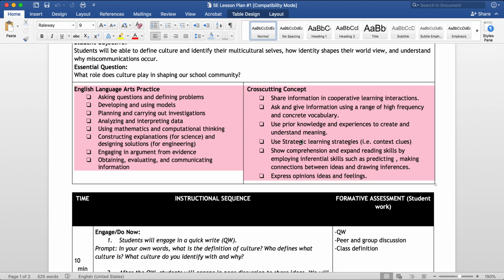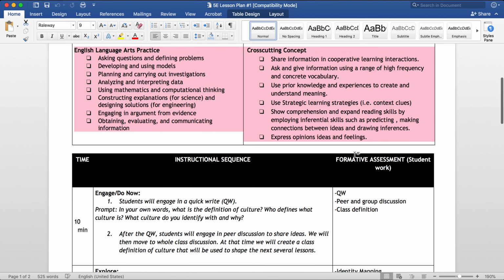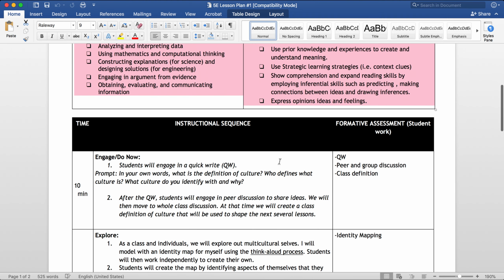These right here are the skills that the students are going to be utilizing, both for English language arts practices as well as practices that are cross-cutting and transfer into other content areas. And you'll see this on all the lesson series, and they're the same throughout.